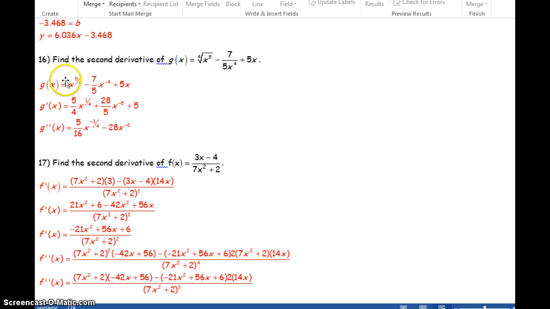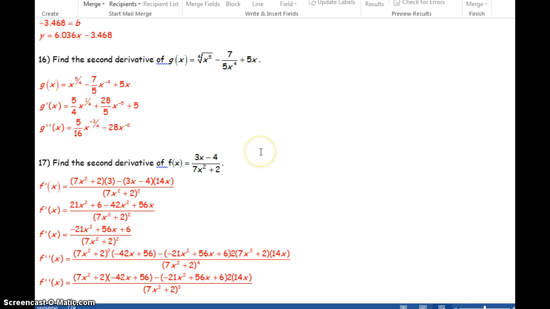So the 5/4 comes out to the front, x to the 1/4, again, subtracting the 1, top minus bottom, 5 minus 4 gives you the 1/4. Negative 4 times the negative 7 over 5 gives you the 28 over 5, x to the negative 5th, and then plus 5.